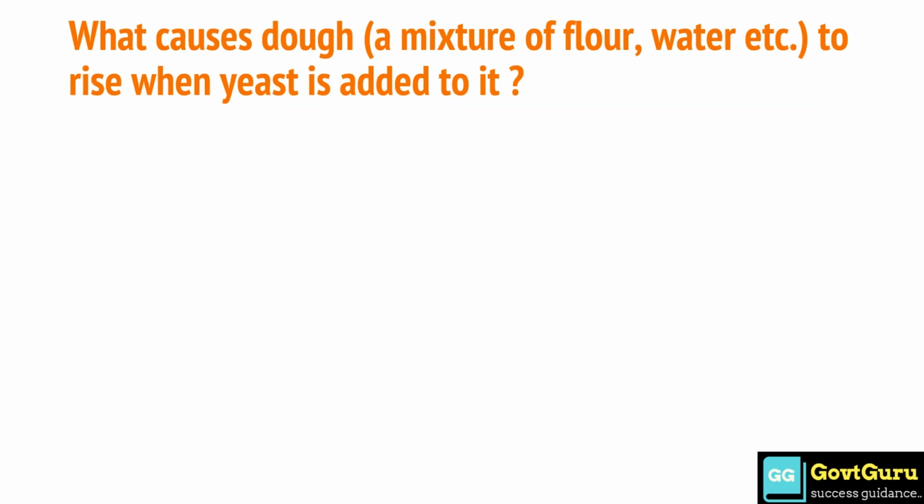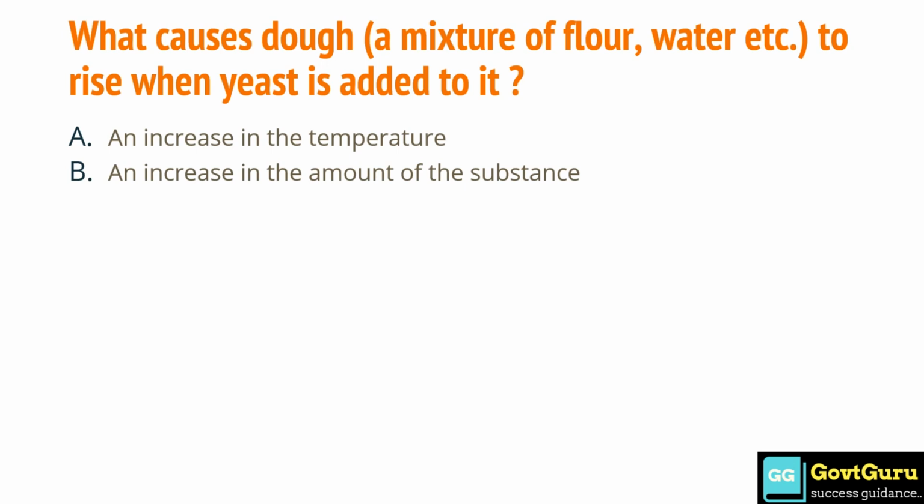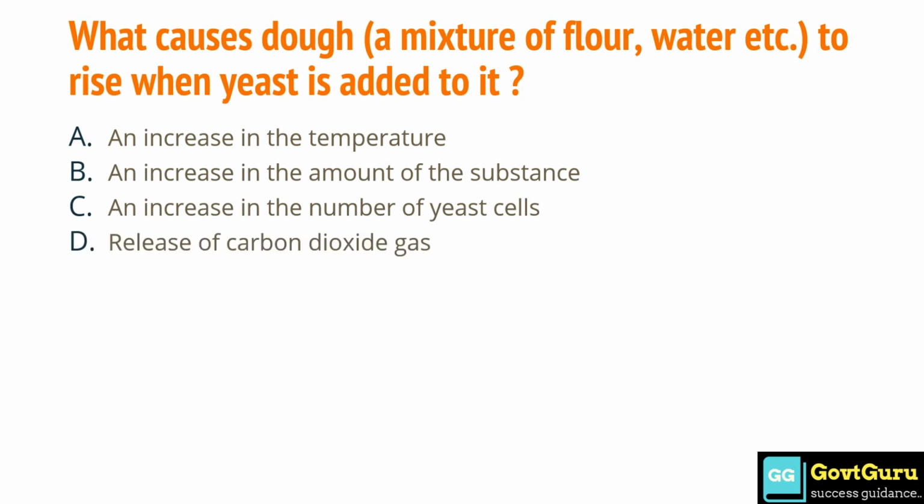What causes dough, the mixture of flour, water, etc. to rise when yeast is added to it? Option A, an increase in the temperature. Option B, an increase in the amount of substance. Option C, an increase in the number of yeast cells. Option D, release of carbon dioxide gas. So the correct answer is option D, release of carbon dioxide gas.